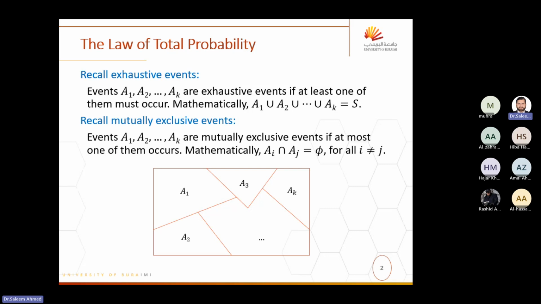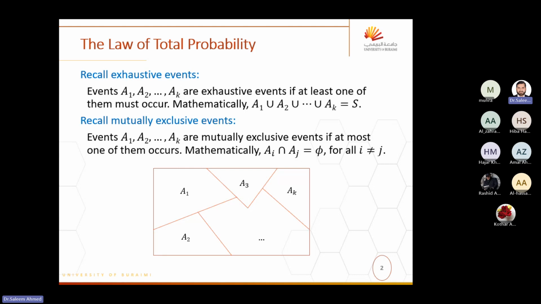But I can repeat, because today we are going to study the Bayes rule. But this law of total probability is a prerequisite for Bayes rule. So for Bayes rule, you need this law. So I can revisit this law and then I go to the Bayes rule.